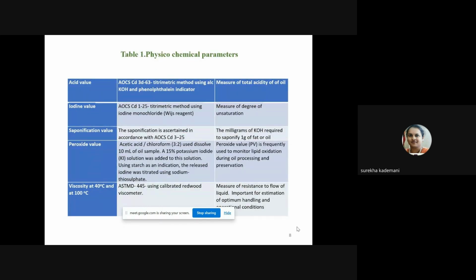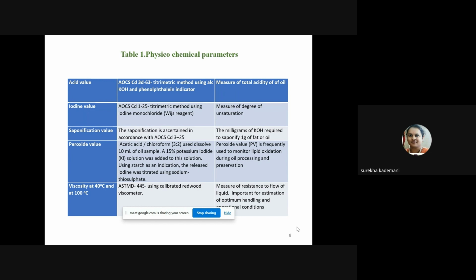The extracted oil is analyzed for physicochemical properties, which include acid value. Acid value is analyzed according to the AOCS Cd 3-63 titrimetric method using alcoholic KOH and phenolphthalein as indicator. This is used to measure the total acidity of the oil, which decides the transesterification reaction.